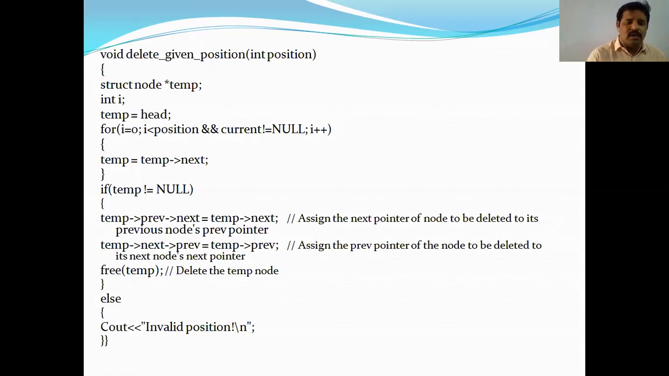This is about the deletion operation in a doubly linked list at three different positions: deleting a node at the beginning, deleting a node at the end, and deleting a node at a specific position, right? So you can stop the session here.